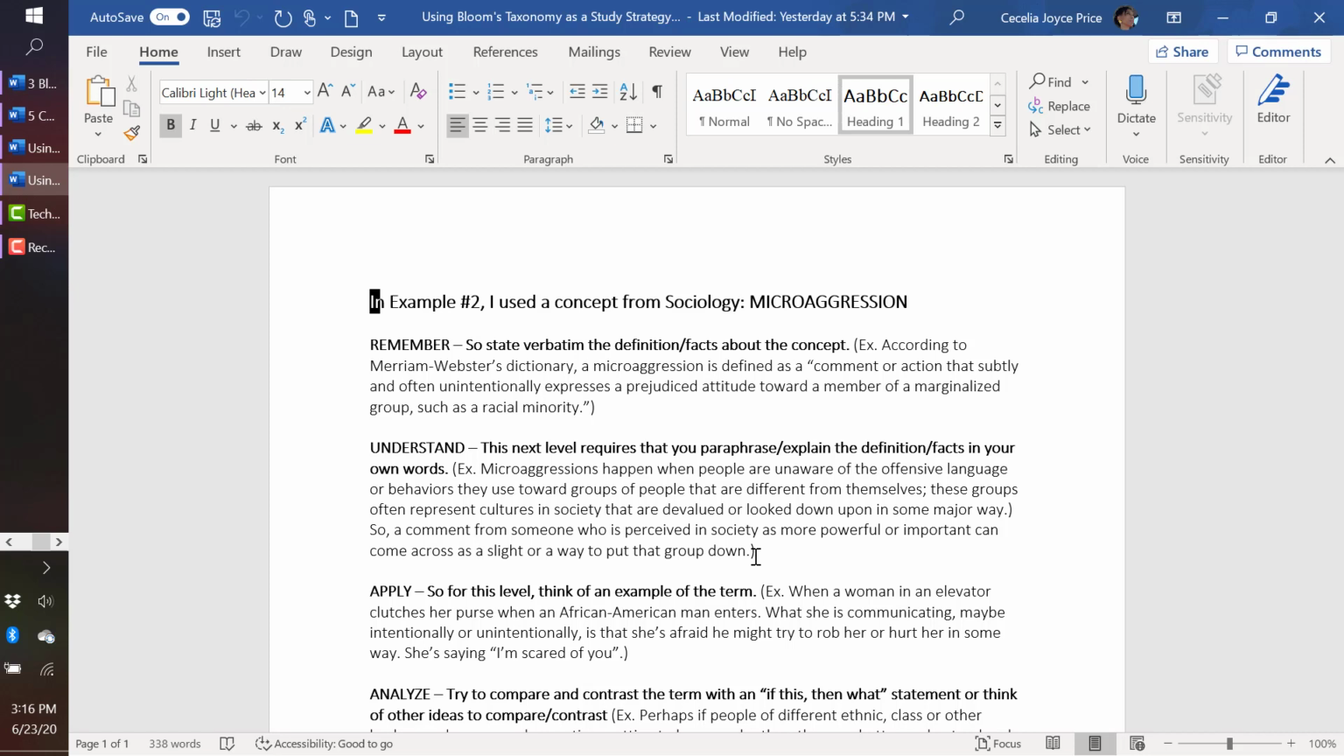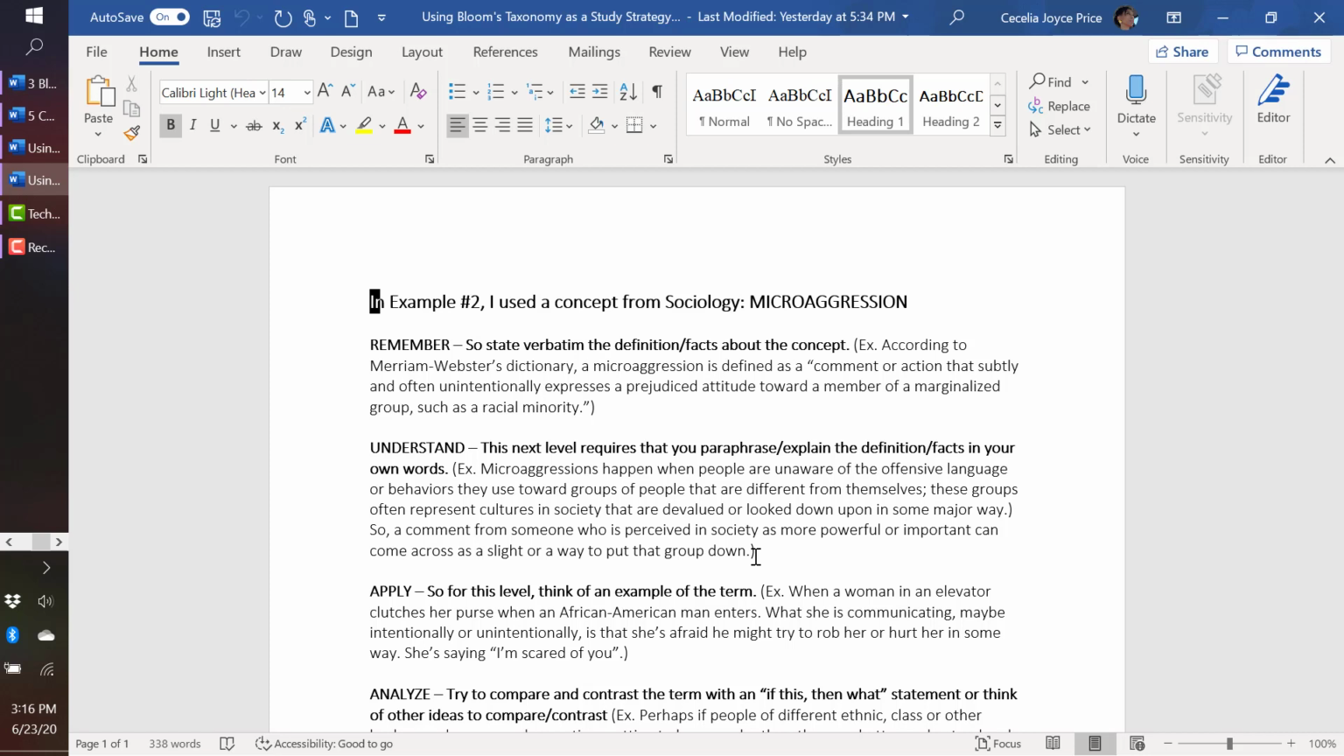Okay, so let's look at this topic of microaggression when it talks about the remembering level. What would we do to demonstrate our thinking if we're going to operate just on the remembering level? We would look it up. Look it up in the dictionary. Look it up online. Pull out your Google source, whatever.